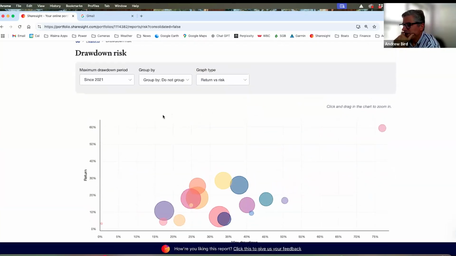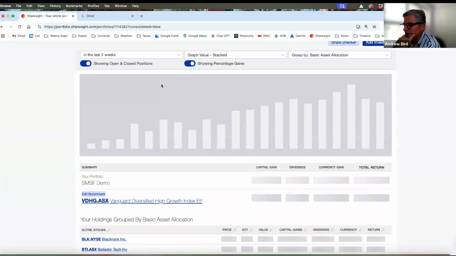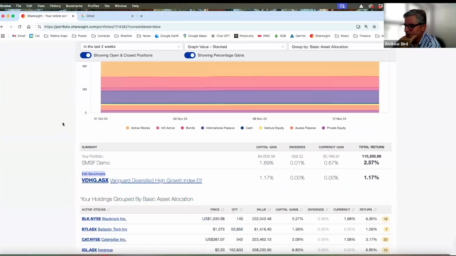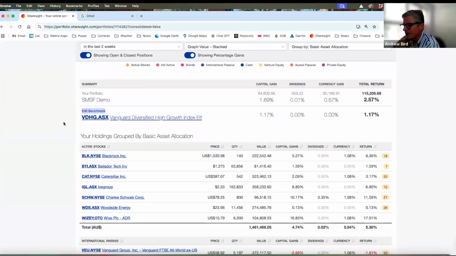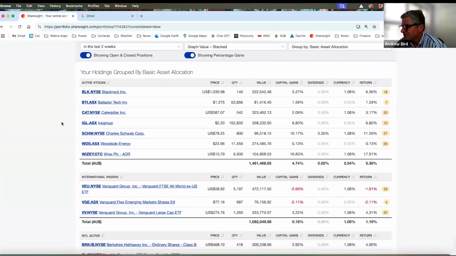So that's a very quick intro to drawdown risk, but when you get access to it, if you haven't seen it already, I definitely encourage you to play around with it and let us know what you think, and let us know if it's given you any insight into your portfolio.